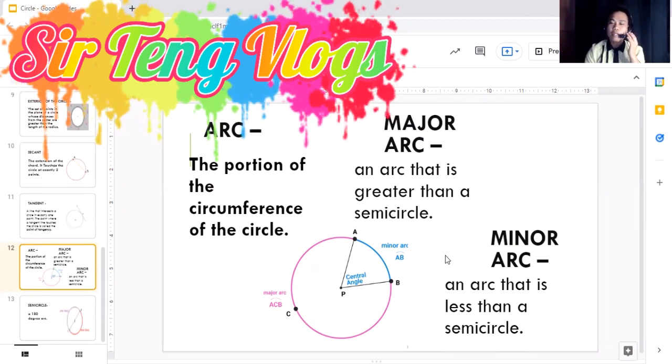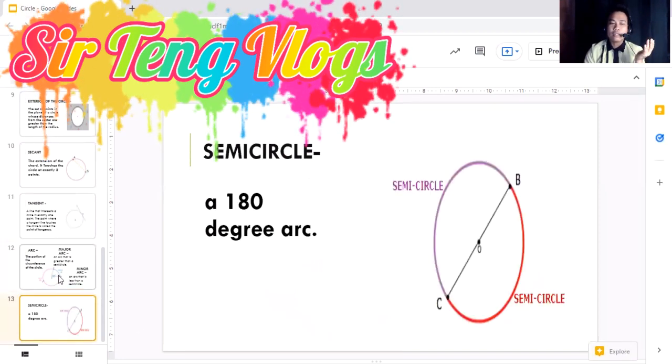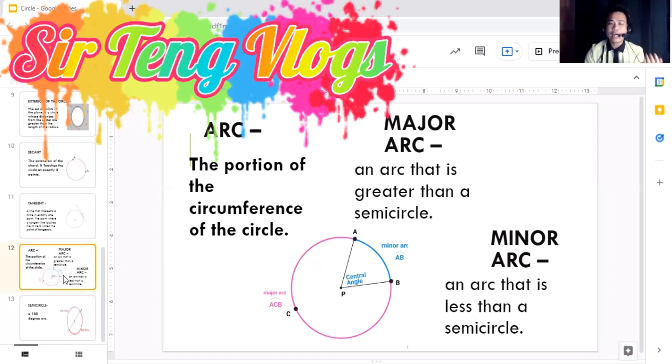Then we have the minor arc. It is an arc that is less than a semicircle. So from the semicircle, a 180-degree arc, the minor arc is less than a semicircle. Meaning to say, from a 179-degree arc down to a 1-degree arc.